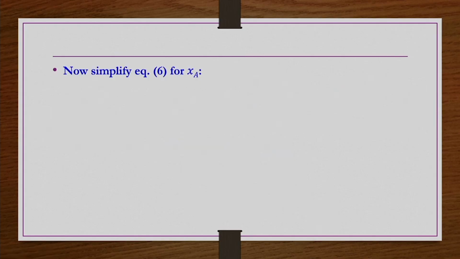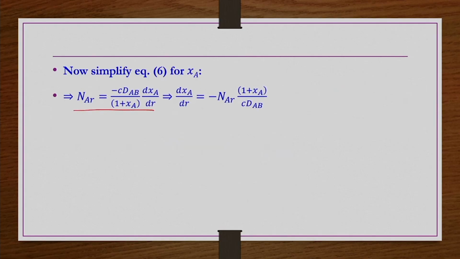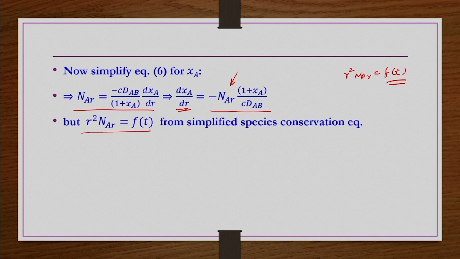Now, we simplify equation number 6 for XA. Equation number 6 is the one in the previous slide that we derived. So we write dXA by dr on one side and the other terms on the other side. If we want to find XA as a function of r, we should know NAR as a function of r. We already know that r square NAR is a function of time, but we do not know what this function of time is. There may be r square terms or r terms, so we cannot directly write it as f of t and integrate. For that, we try to get over any such terms. How can we do that? We just had r square NAR equal to f of t.